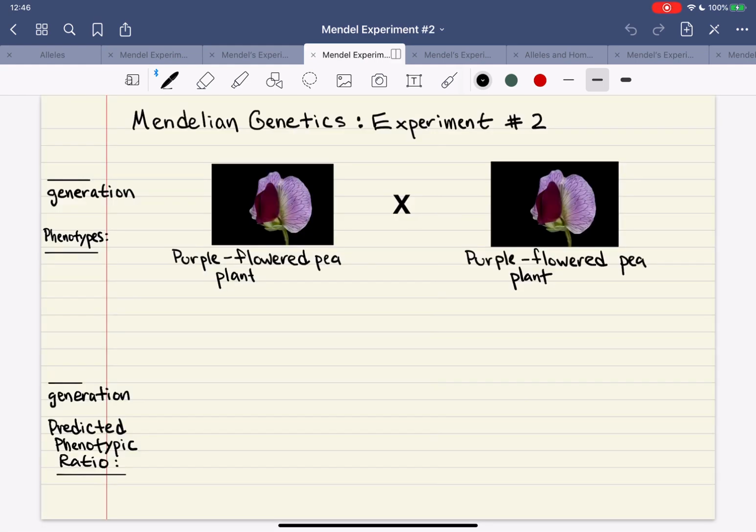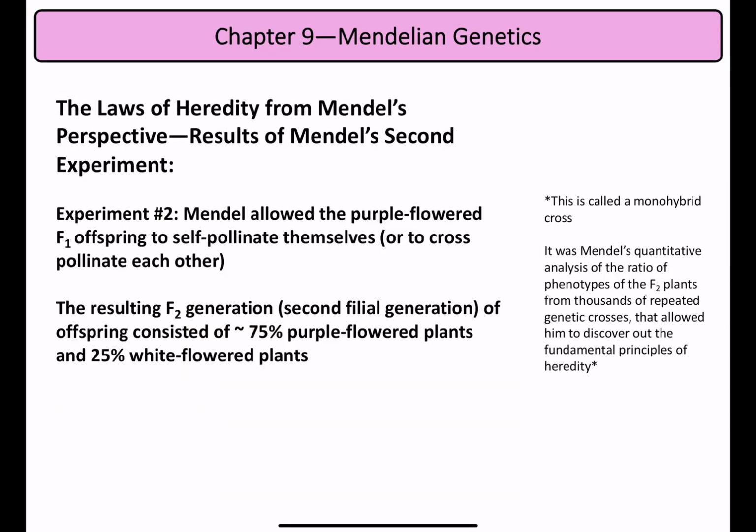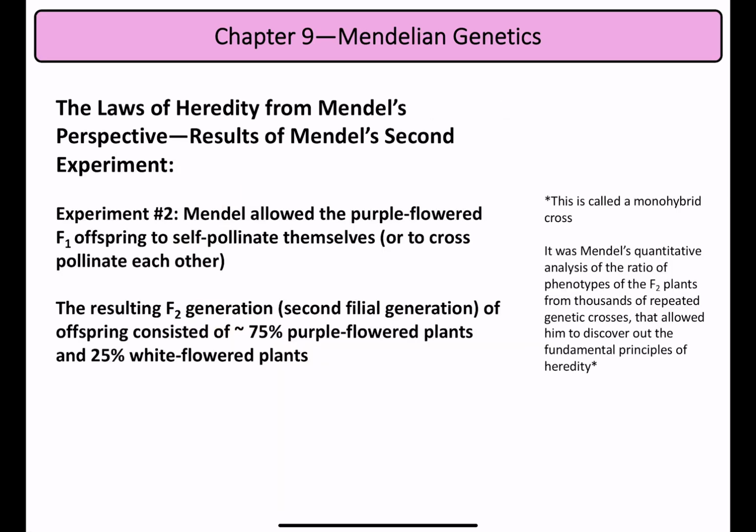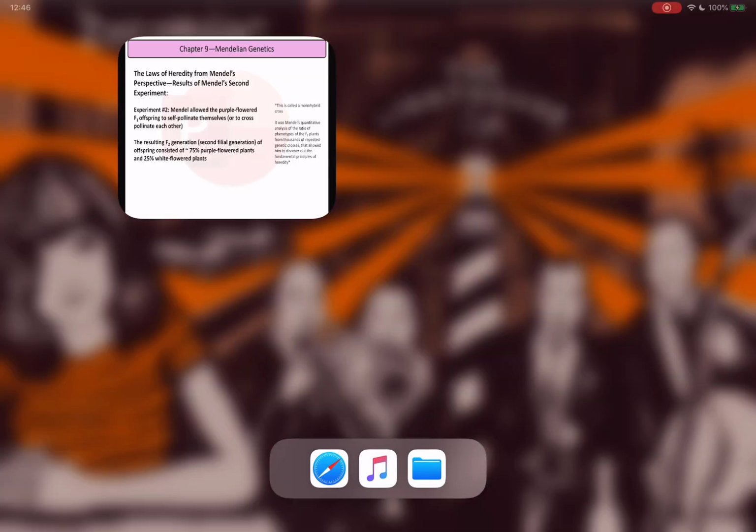At this point, we are ready for his second follow-up experiment. And I say follow-up because he took these purple monohybrid offspring and he allowed them to self-pollinate themselves and to cross-pollinate one another. Okay? So it's kind of weird, like the siblings pollinate each other, but again, these are plants, so it's a good genetics tool. So he did just that, purple crossed with purple. And so let's do that.